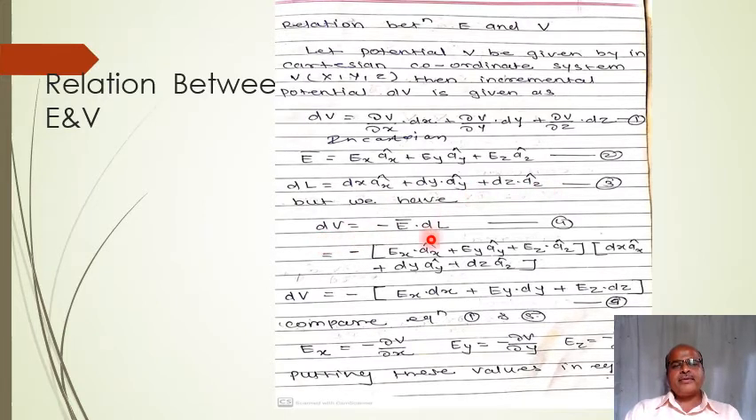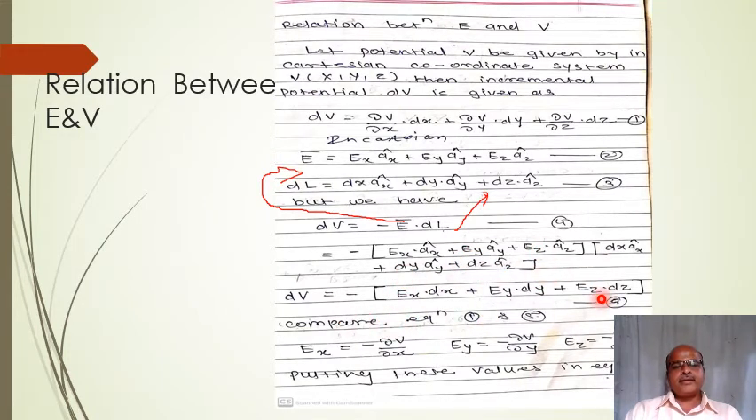But we have dV is equal to minus of E dot dl. E bar is Ex a_x cap plus Ey a_y cap plus Ez a_z cap, and the differential length dl is this. Putting these values in this equation, we get this equation. Taking the dot product, a_x cap dot a_x cap is 1, a_y cap dot a_y cap is 1, and a_z cap dot a_z cap is 1. Therefore we get in this equation Ex dx plus Ey dy plus Ez dz.